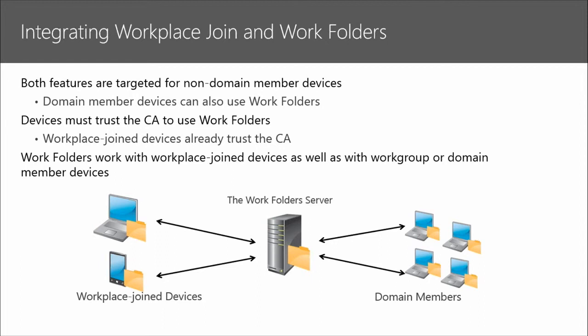And you can combine the two. So you can combine Workplace Join and Work Folders. In both cases, you're trying to give these non-domain joined devices access to some stuff. With Workplace Join, it's claims-based applications. With Work Folders, it's files. And additionally, domain members can have access to Work Folders as well. Maybe a user has a non-domain joined device and a domain joined device. Well, now they can have their files on both devices. That's the benefit of doing it both ways.